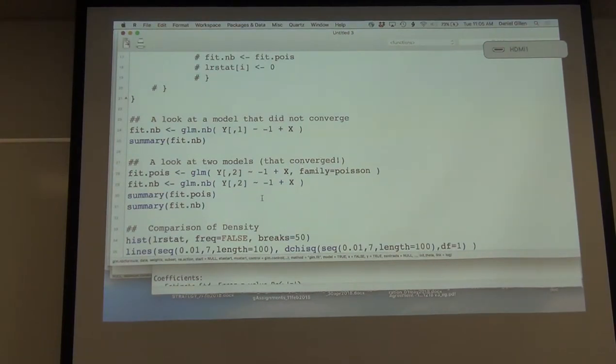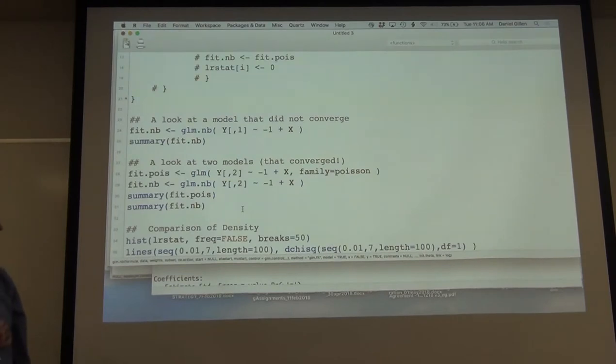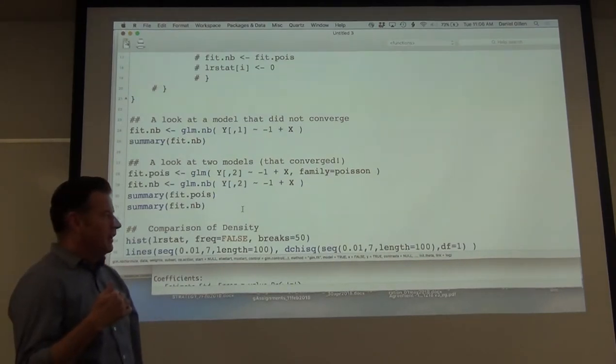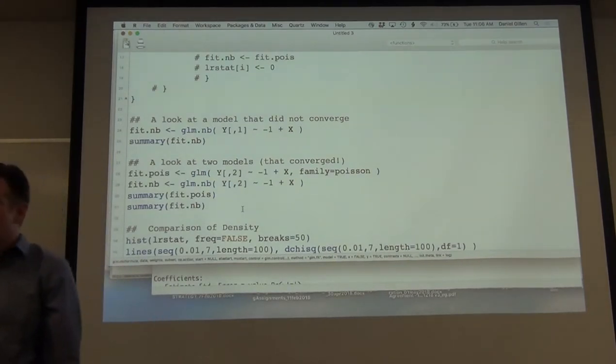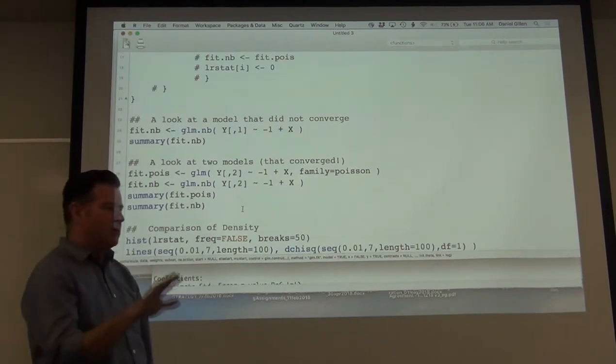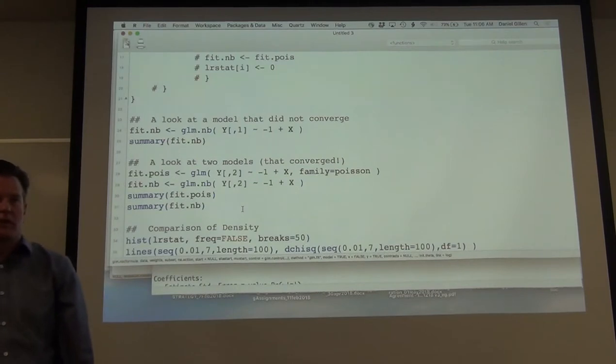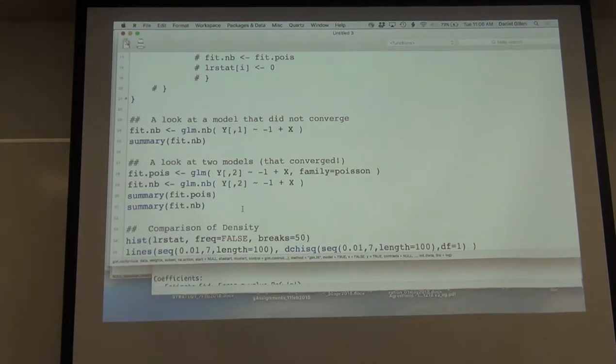Let's see what happens. The next thing, though, is that some folks are coming up and saying, look, I'm getting LR statistics in the range of 30 and 40, and at the end of the day, when I do that, I end up getting a type 1 error rate that's like 30 to 35%. Anybody else seeing that? That's not good.